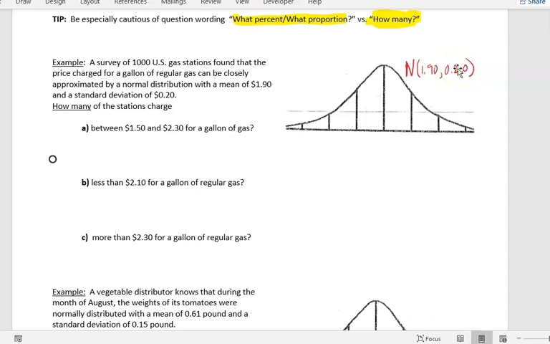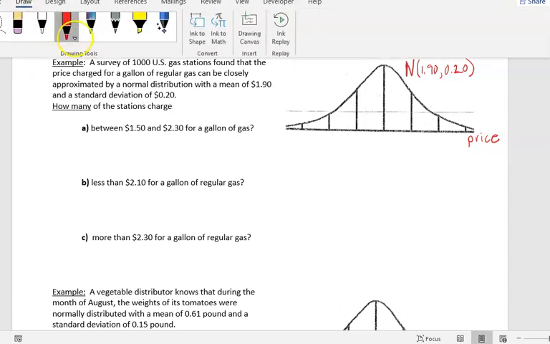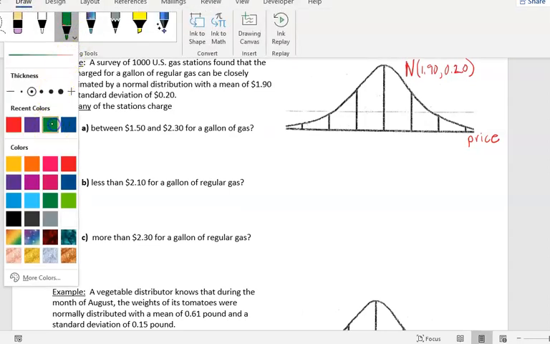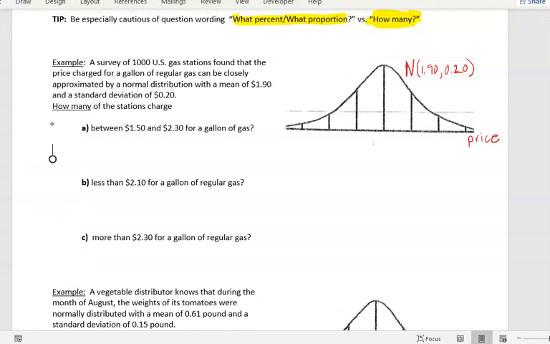And I'm also going to label this. This is an x-axis here. I'm going to label this with my variable, which in this case is the price. All right, there's my price. Now, when I go to deal with this curve, what I want to do is put the mean in the middle. So I know that this is $1.90.